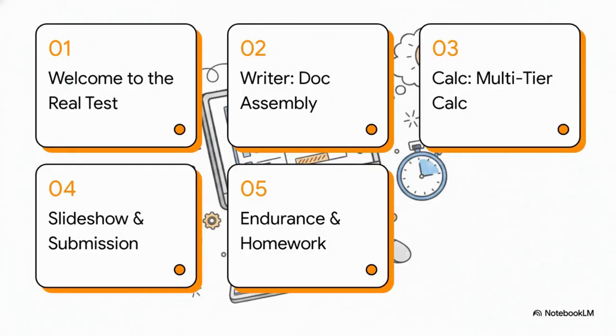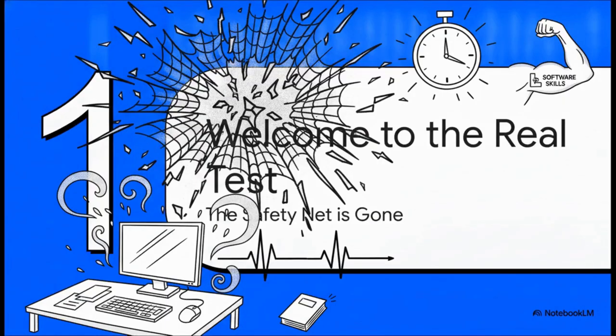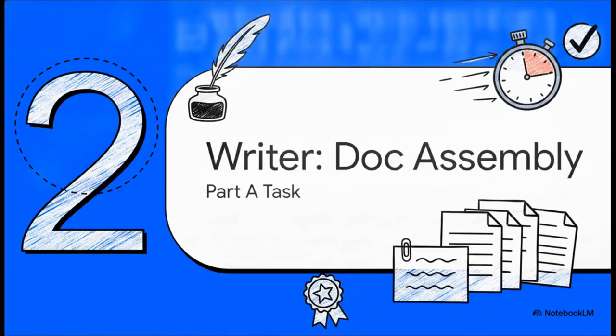So here is our tactical exam blueprint for today. 1. Welcome to the real test. 2. Writer Advanced Document Assembly. 3. Calc Multi-Tier Calculation. 4. Slideshow and Portal Submission. And 5. Exam Endurance and Homework. Section 1. Welcome to the real test. The safety net is gone. Section 2. Writer Advanced Document Assembly.